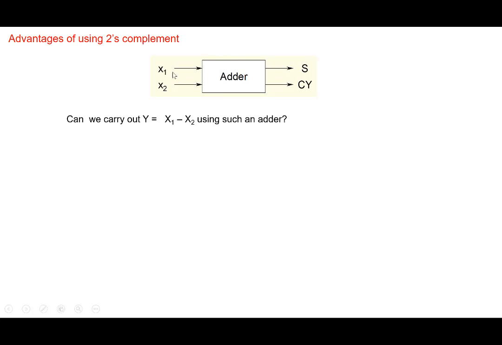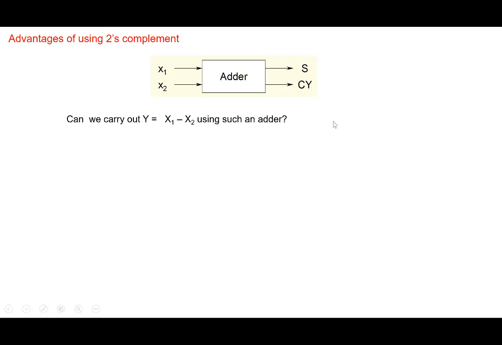So the idea is that, let's say we have made a circuit which can add up two binary numbers, x1 and x2, and it will give us a sum and it will give us a carry. Now we want to carry out subtraction also, x1 minus x2. So the idea is, do I build a separate subtractor circuit?